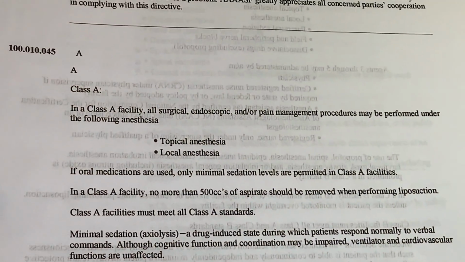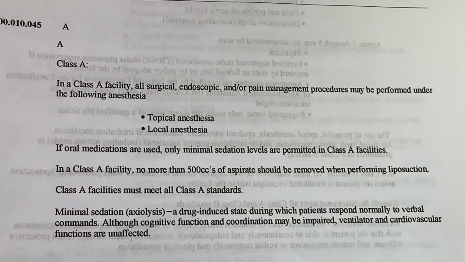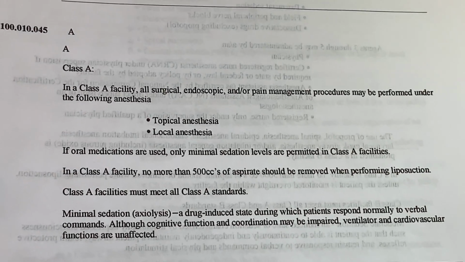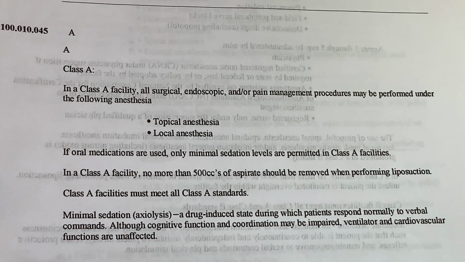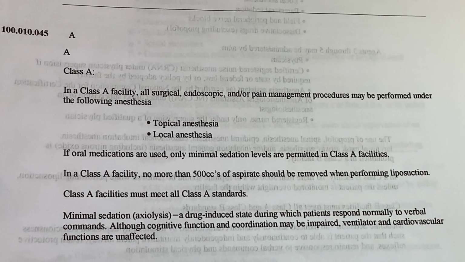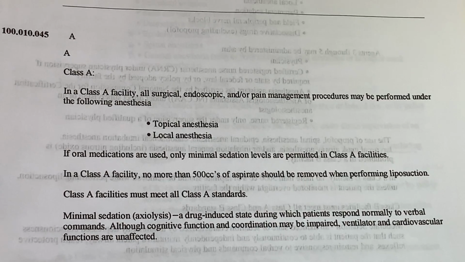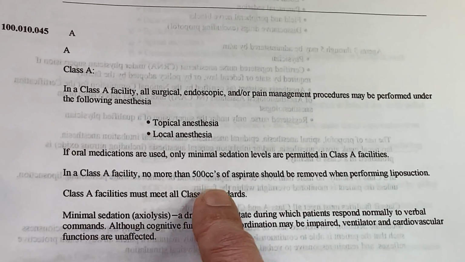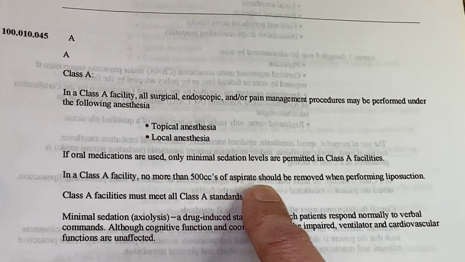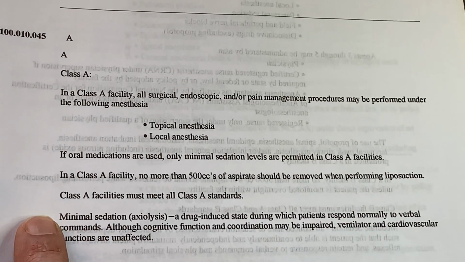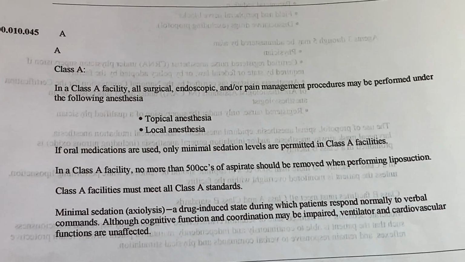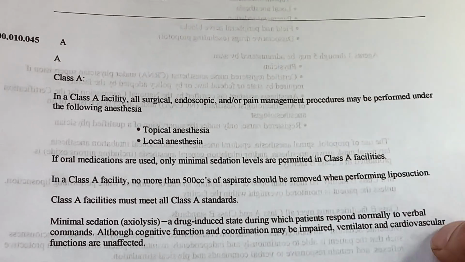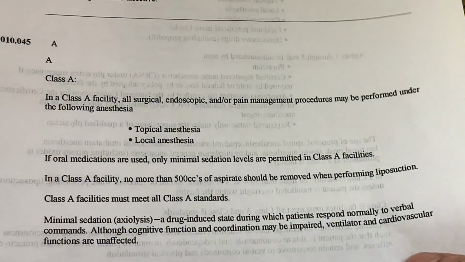Number 45. Class A. This is kind of easy. Class A facility, no more than 500 cc's of aspirate should be removed when performing liposuctions. They must meet all. So this is nitrous, right? All right.